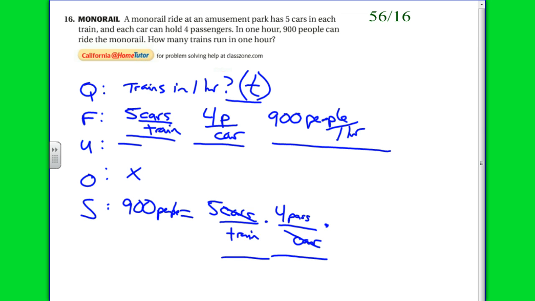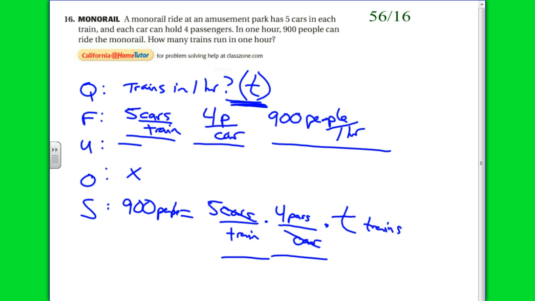You would use the variable to do... The variable's t? T times 900. Actually, isn't it the number of trains? T number of trains, right? Yes. T number of trains.